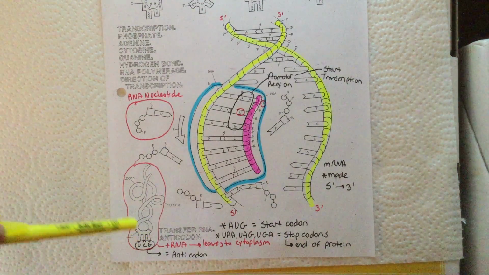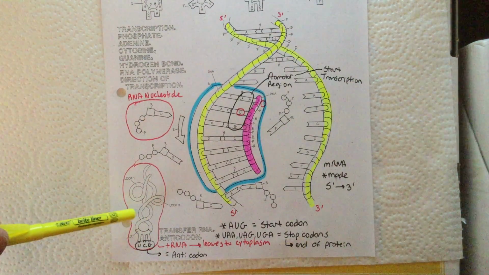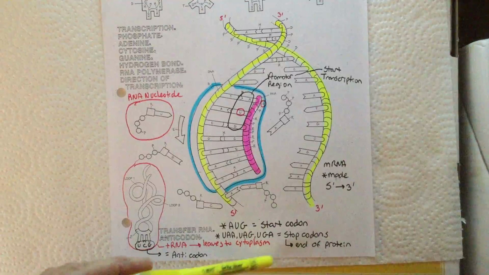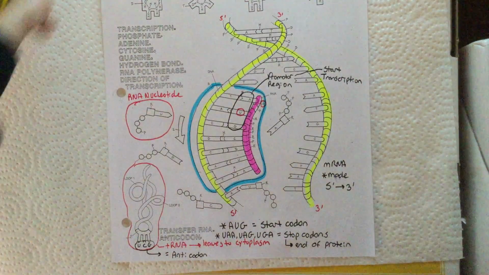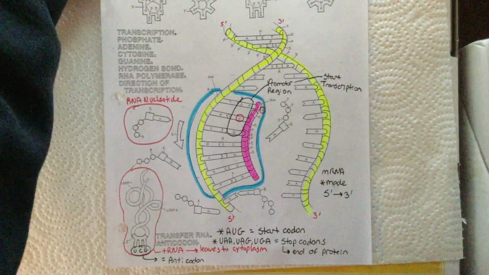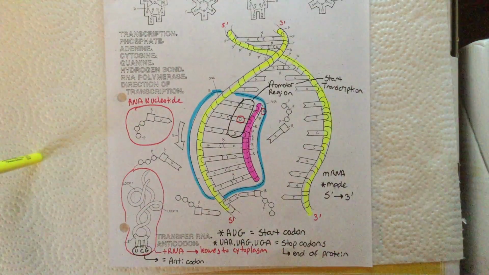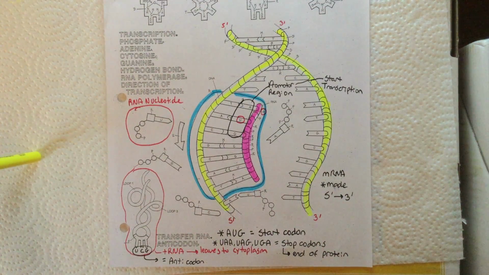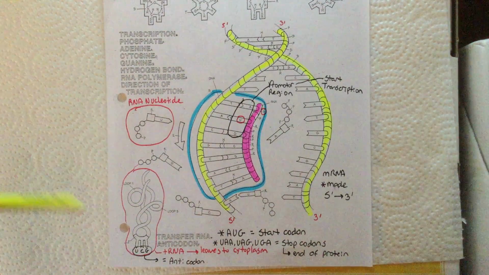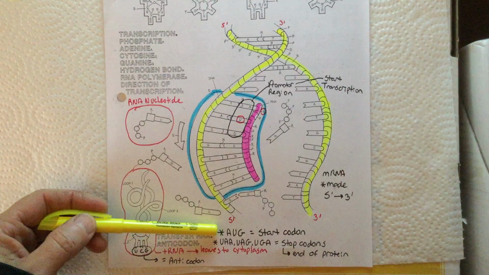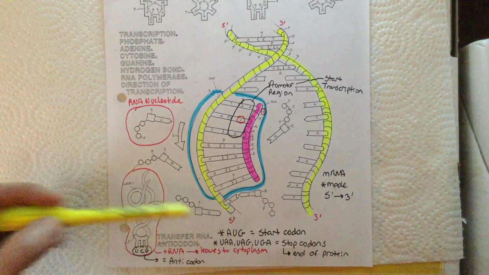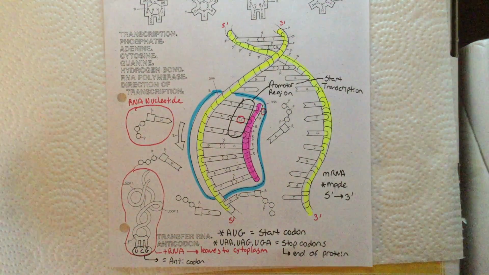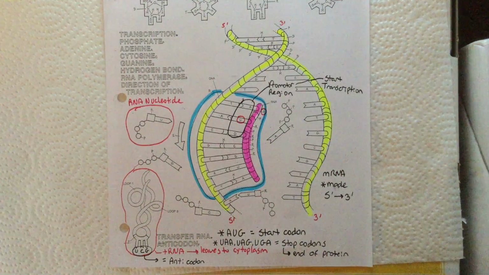Once transfer RNA is made, once ribosomal RNA is made, it's going to leave the nucleus and do its job out in the cytoplasm. Within your messenger RNA, we talked about these codons, or 3 base pairs. There is a start codon. It is AUG. So when you see the base pair is AUG, you know that's going to be the first codon making up that particular protein.